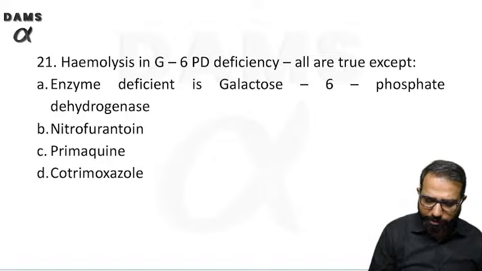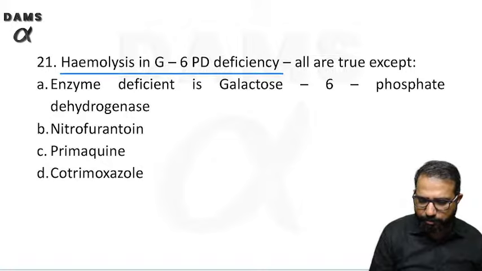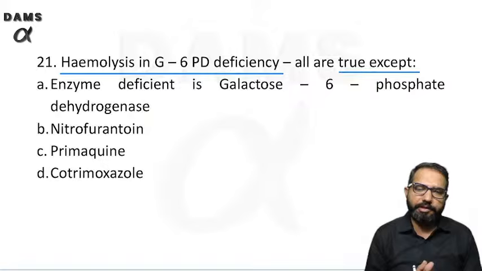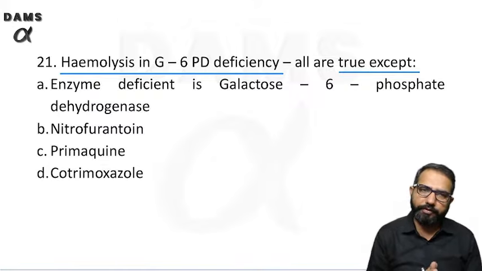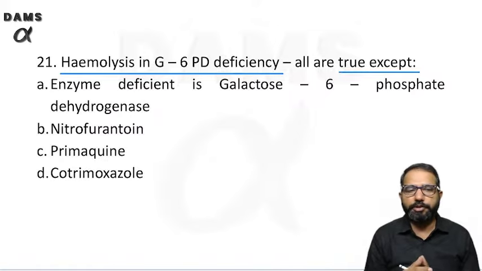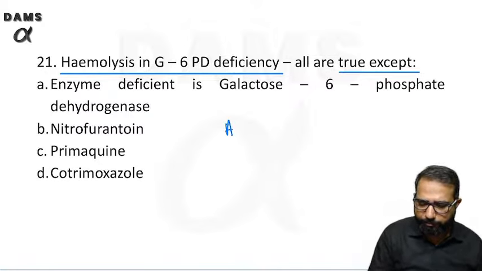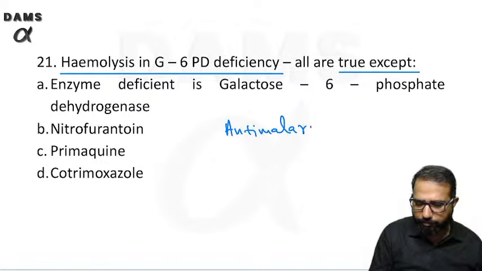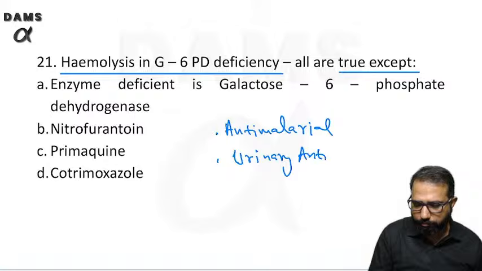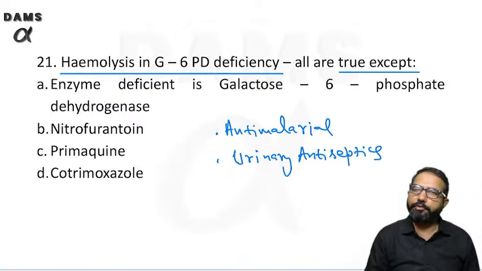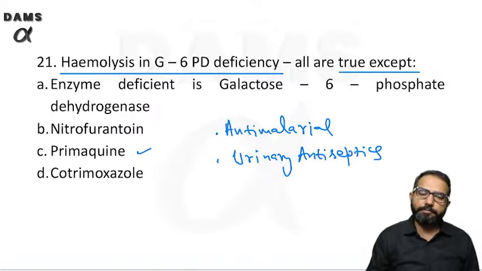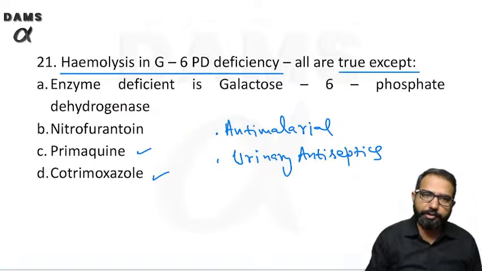Next question. Hemolysis in G6PD deficiency. All are true except. It is one of the pharmacogenetic conditions where genetic variation can lead to variation in the effect of a drug. There are some drugs which cause hemolysis in G6PD deficient children, like anti-malarials and urinary antiseptics. Like primaquine, an anti-malarial. Like cotrimoxazole sulfa, and nitrofurantoin, a urinary antiseptic for UTI.